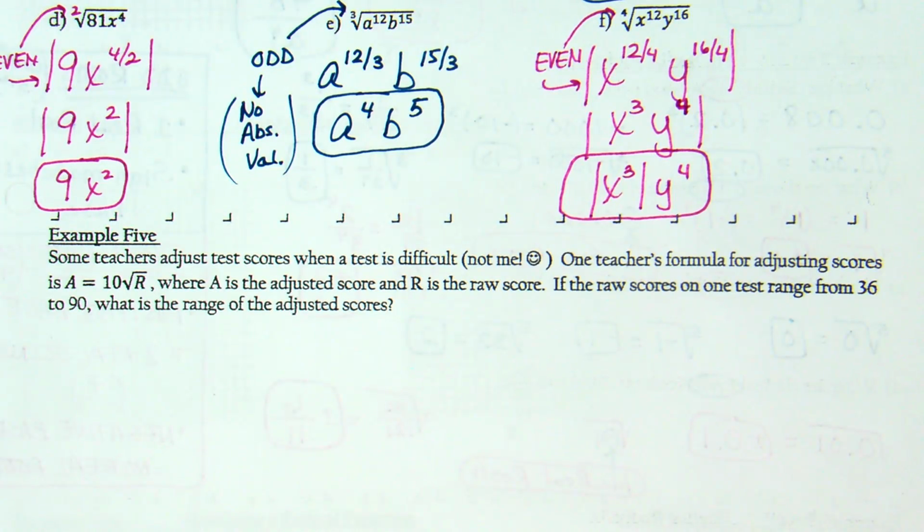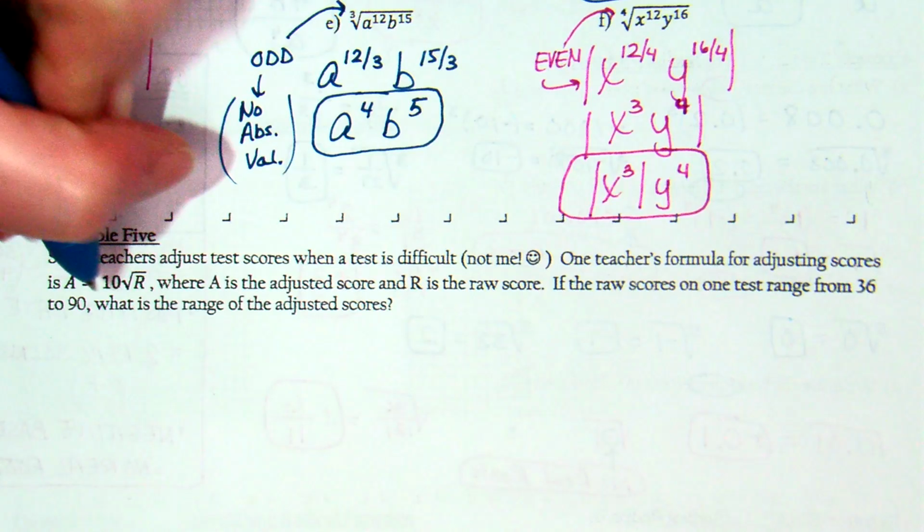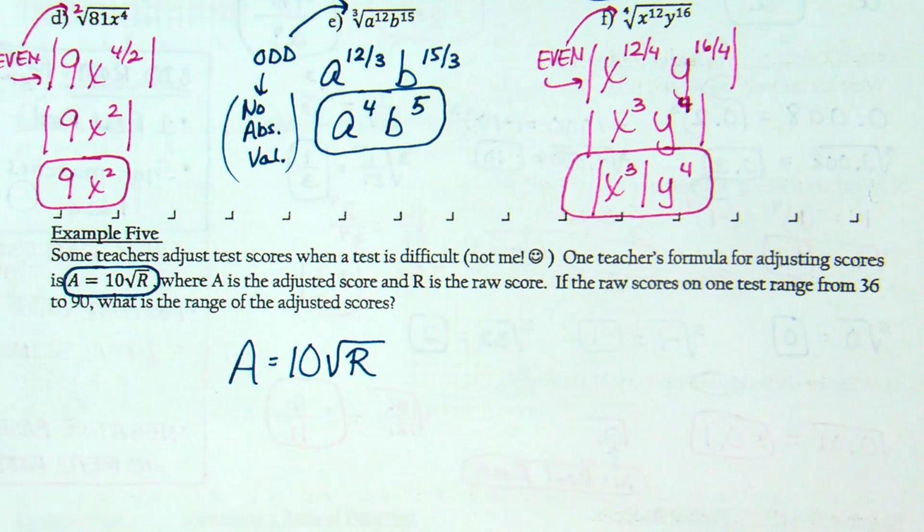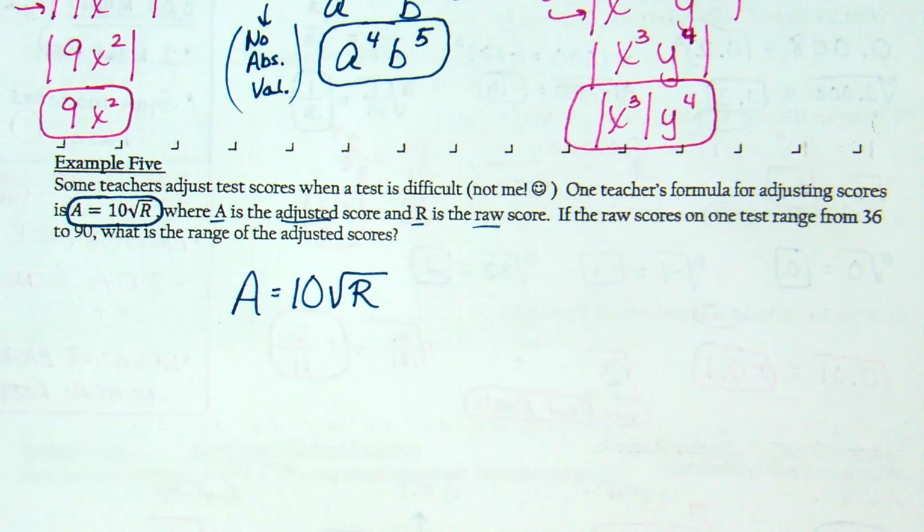Okay, so what's the good news? What do you see in this word problem? You got a formula? That's always good news in my book. If they're going to provide me a formula and I don't have to try and come up with one, they're telling me A equals 10 square root of R. A is the adjusted score, R is the raw score. What else do they give me?